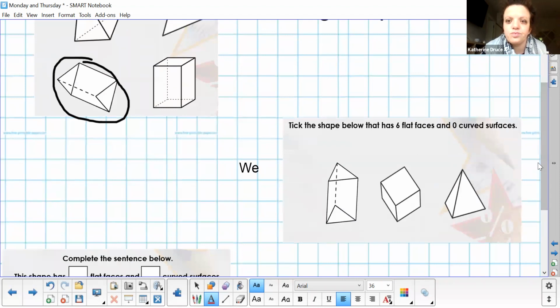Okay, tick the shape here then that has 6 flat faces and 0 curved surfaces. So which one has completely 6 flat faces like this, the flat faces like this, and none of these curved faces, which are like this? Okay, which one? Pause the screen and choose, and see if you can name it as well.